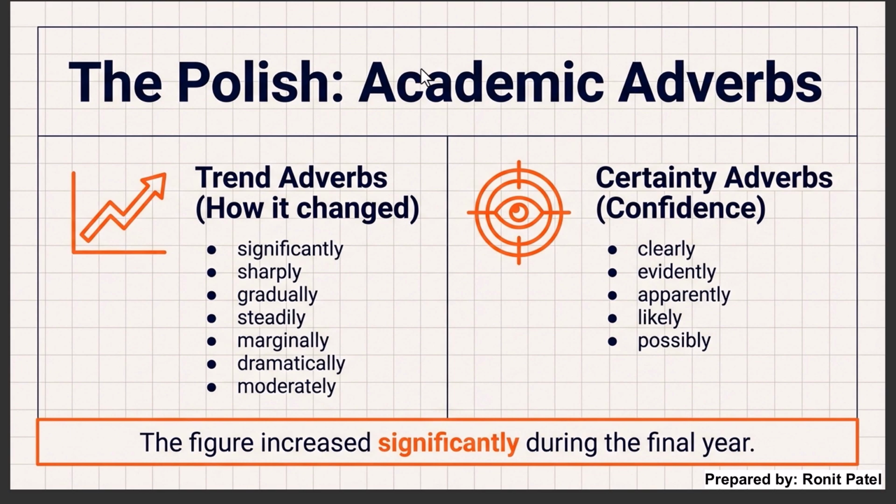Now, why does it score high? Because it consists of a precise noun, figure, a strong verb, increased, an academic adverb, significantly, and a correct time phrase, during the final year.